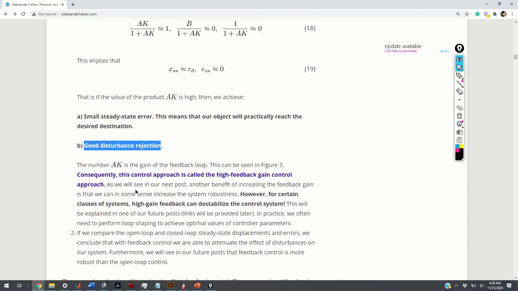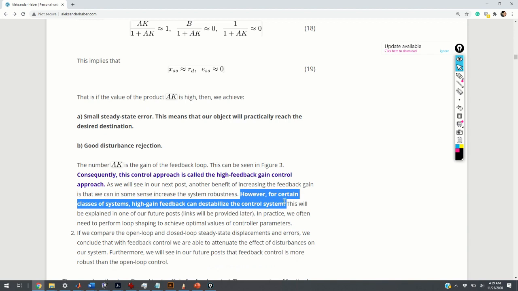However, you should be very careful here, because for certain classes of systems, as we will see in future videos and posts, high gain feedback can destabilize the control system. So do not blindly increase the feedback gain in the proportional controller. You always need to tune something else, right? You will see in a numerical example what happens if you boost the feedback gain. The system might become unstable. So there should always be some trade-off between the stability and how fast the system reacts. We will explain this later.